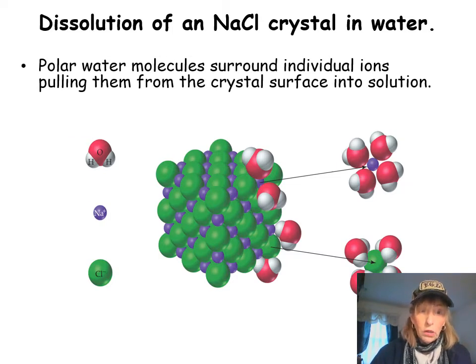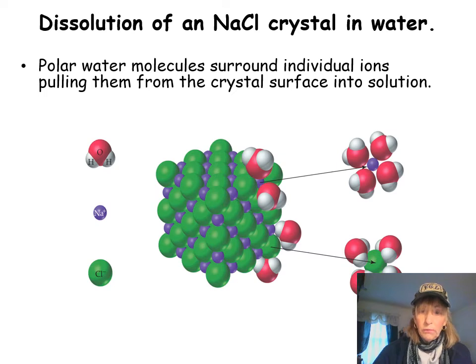Our polar water molecules surround individual ions, pulling them from the crystal surface where everything begins into the solution. Okay, so here they're starting at the surface, the opposite attraction between the oxygen and the sodium ions, between the hydrogens and the chloride ions, and the water molecules are pulling the ions into solution.